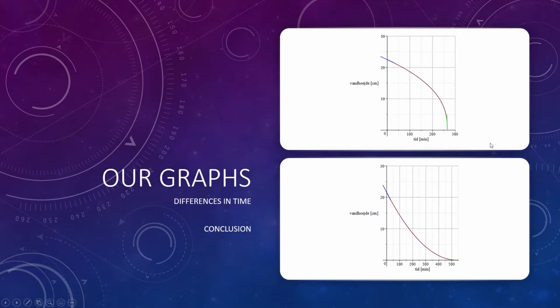So there's a huge difference in the time it takes to empty the container. For instance, one of them almost empties at, what can we say, 260 or 270 minutes, and the other one empties at roughly 500 minutes. That's almost twice as much.